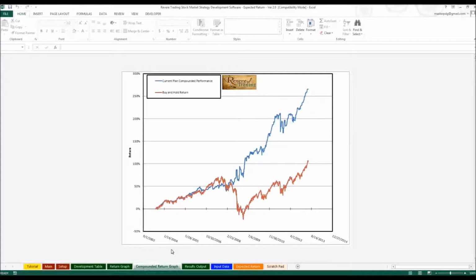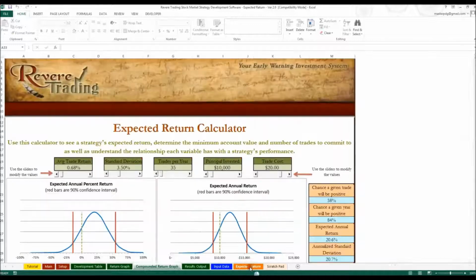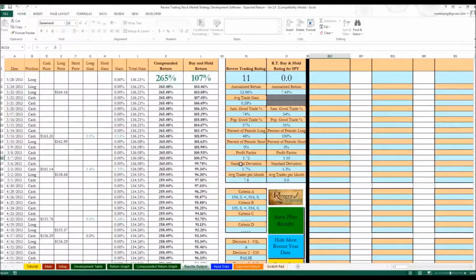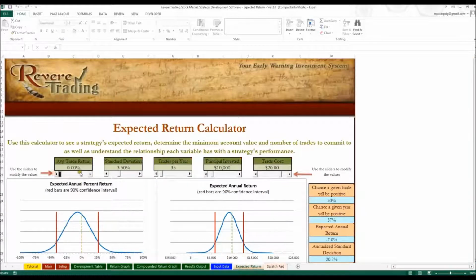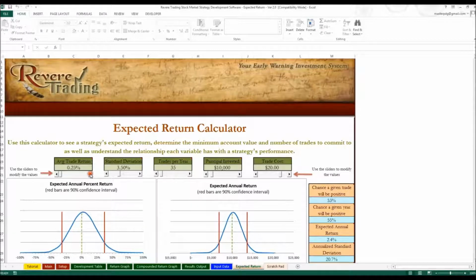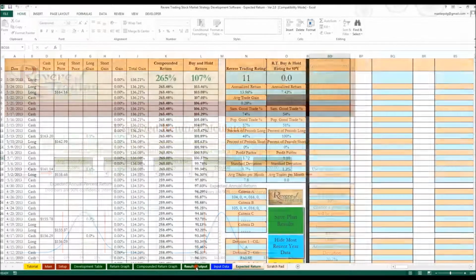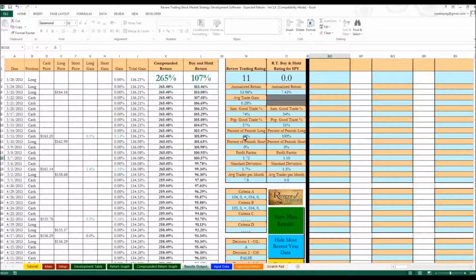In this spreadsheet, we have the new expected return tab shown here in orange. To use this tab, we first need to fill out all of the green boxes at the top. To get this information from a strategy we've already constructed, we can look at the results output. So the average trade return is shown here, and for this specific strategy, it is 0.28%. So we can set it like that. For standard deviation, it's also shown here. Standard deviation is here, 1.7%.